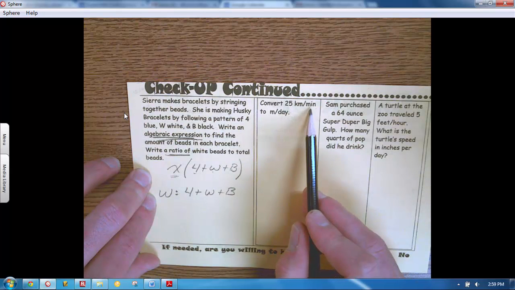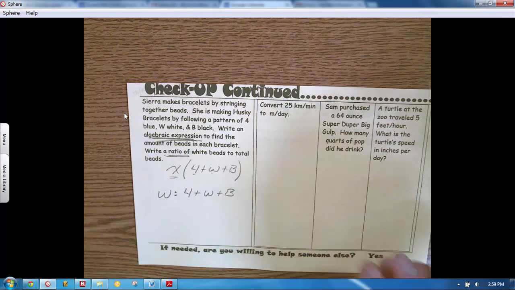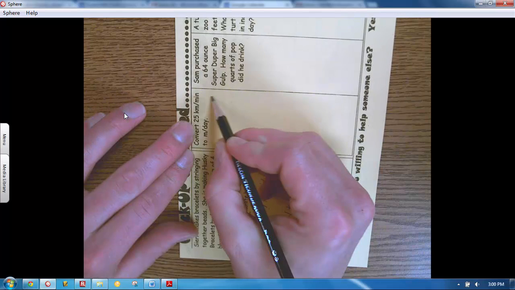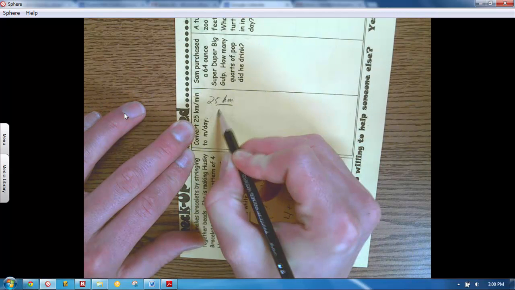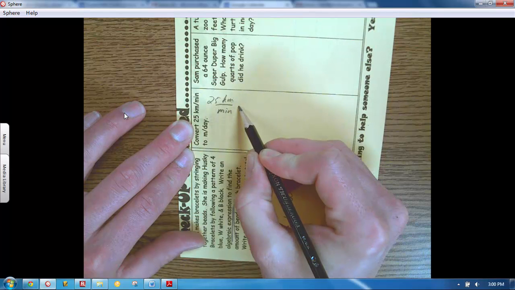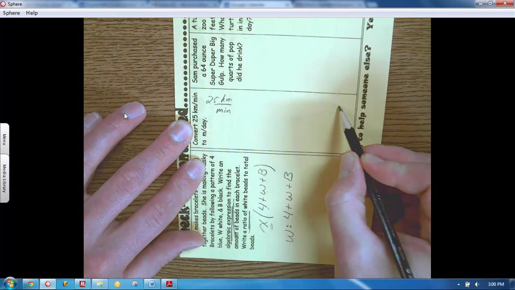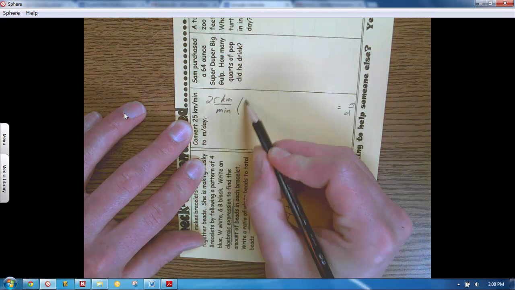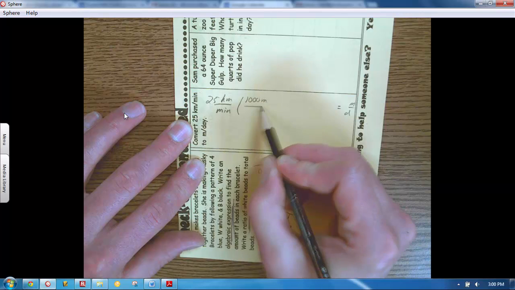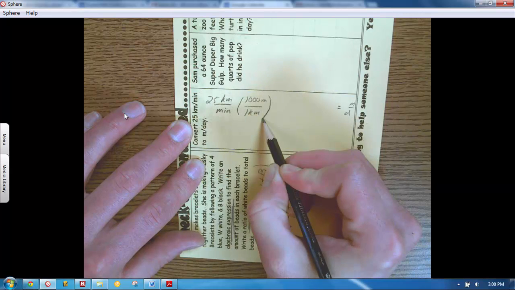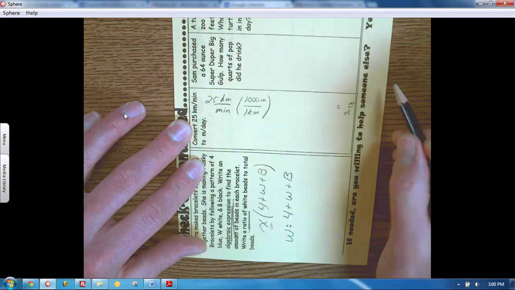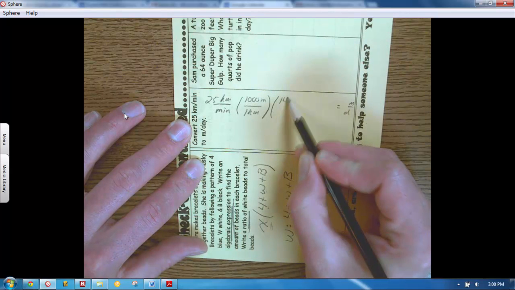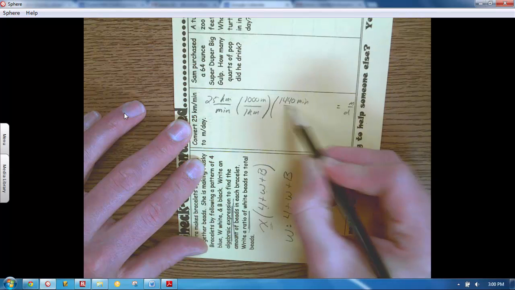Next we go to converting 25 kilometers per minute into meters per day. I'm actually going to turn our paper sideways here. So we've got 25 kilometers per minute, and we want to get to our target, meters per day. So there are 1,000 meters per kilometer. Just going to use the correct ones here. I'm not going to list them both. There are also 1,440 minutes per day.